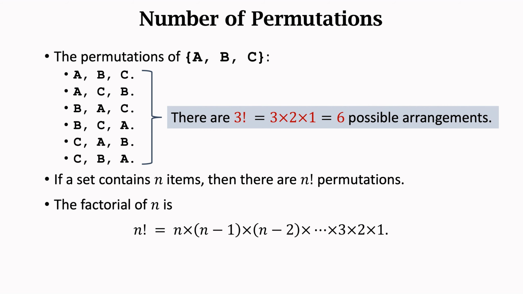Look at the example above. The number of elements is n equal to 3. The factorial of 3 is equal to 3 times 2 times 1, which is equal to 6. So the number of permutations is 6.